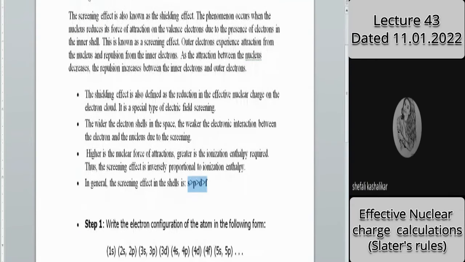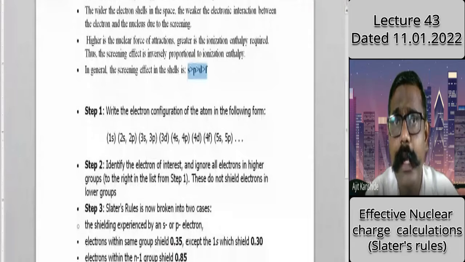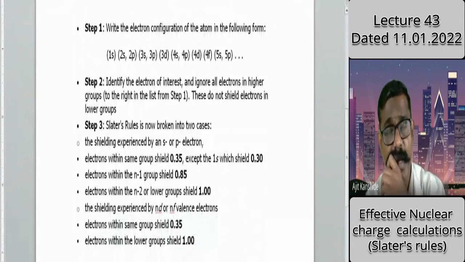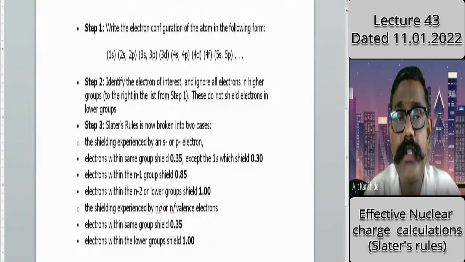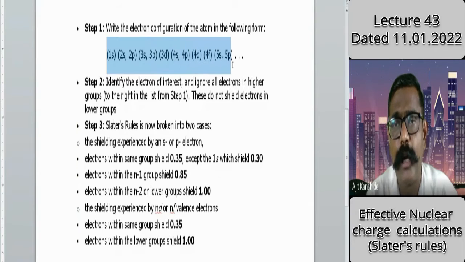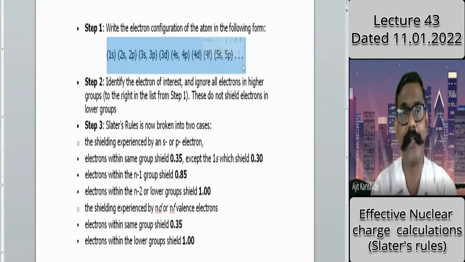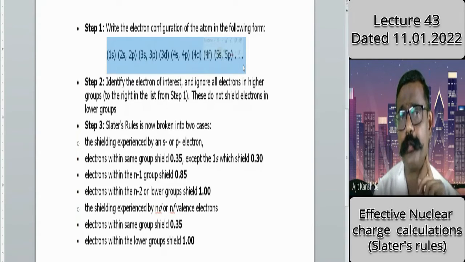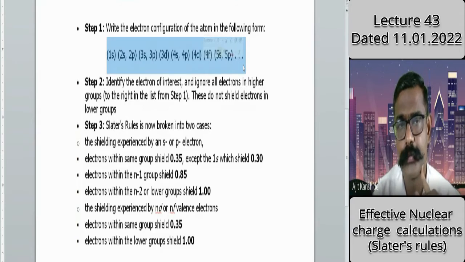If we have to calculate how much shielding constant is there, how much shielding phenomenon is there, then we need to consider these three steps. First step, we need to write the electronic configuration in this format. Here groupings are there. For that you should know the electronic configuration and you should know the groups. Pay attention towards these groups.